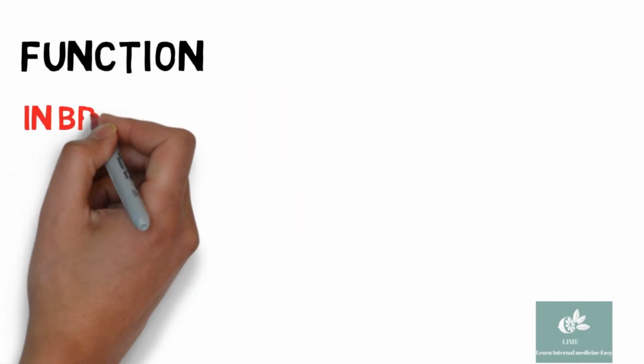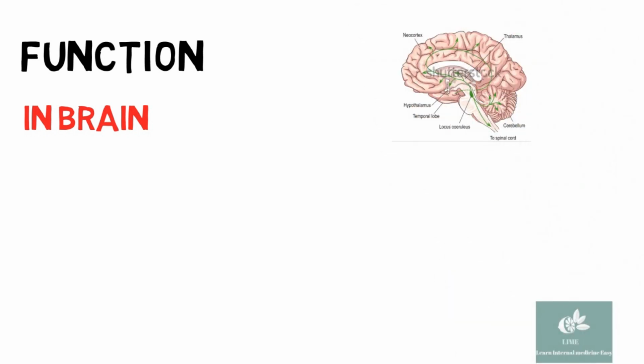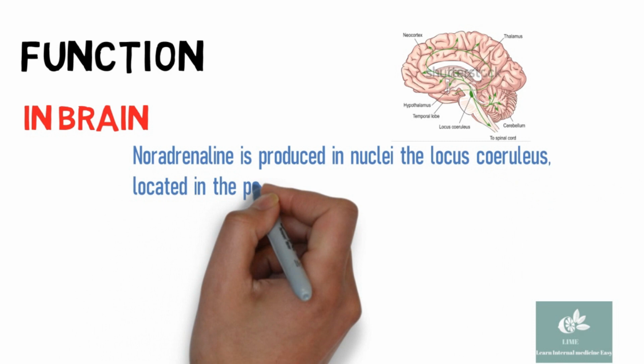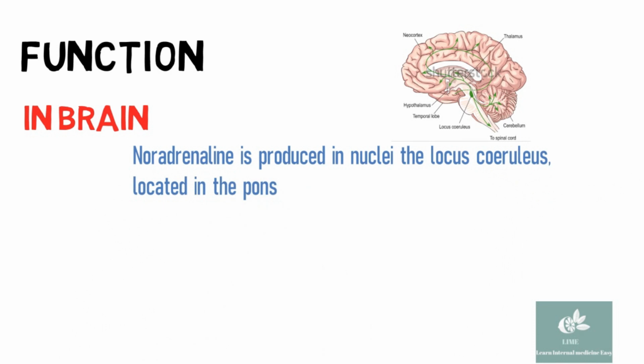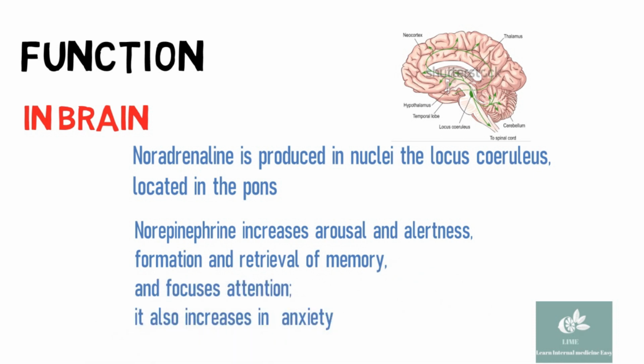In the brain, noradrenaline is produced in the nucleus locus coeruleus, which is located in the pons. Functions of noradrenaline in the brain are: it increases arousal and alertness, formation and retrieval of memory, and focus of attention. It also increases anxiety.